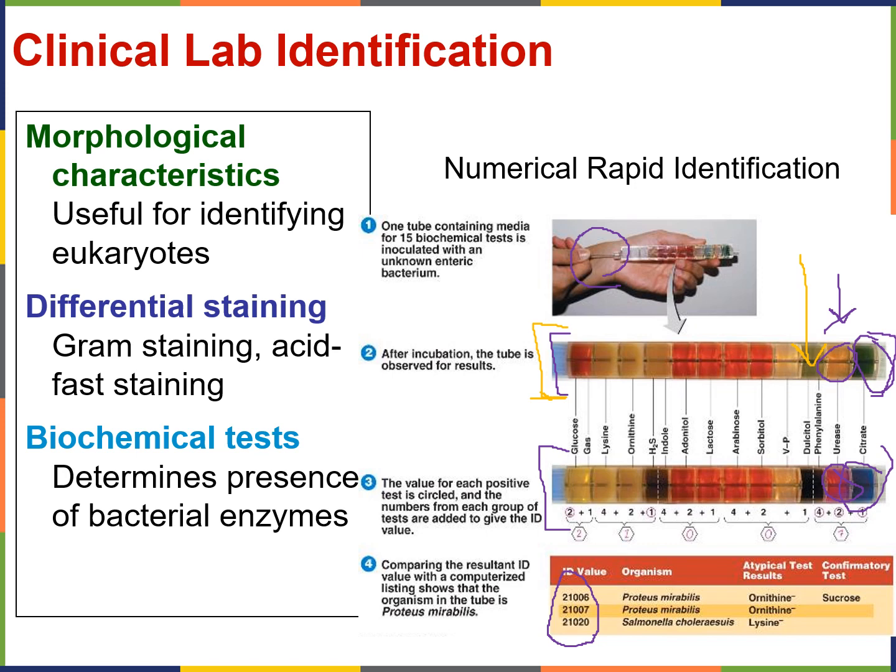Okay, so I tested my patient for some bacteria, and my 5-digit code came up to be 21006. Well, I would go to this website, I would plug in 21006 and press search, and it would come up with the bacteria Proteus mirabilis. That's a common bacteria that causes urinary tract infections. So it definitely is a human pathogen. So that is how the EnteroTube works.